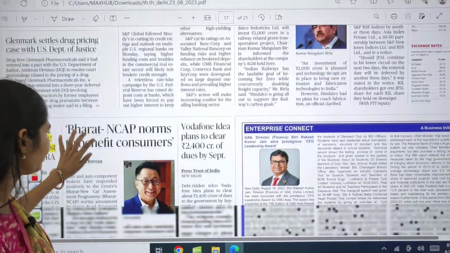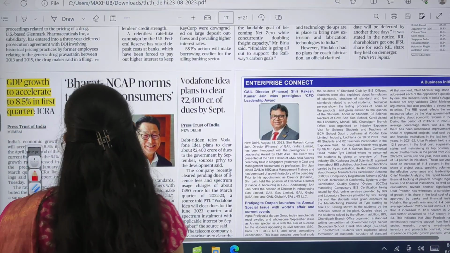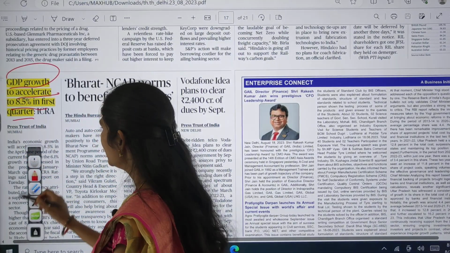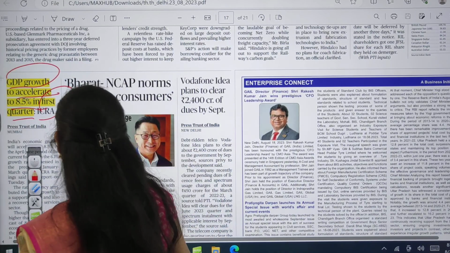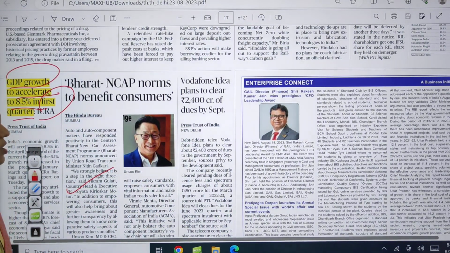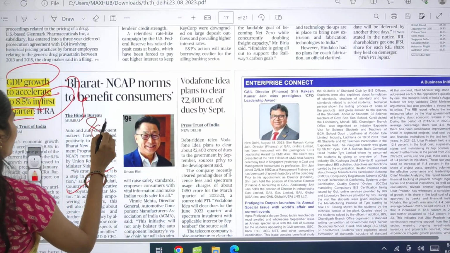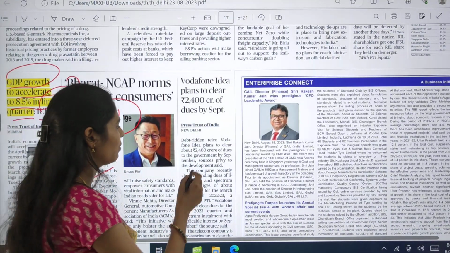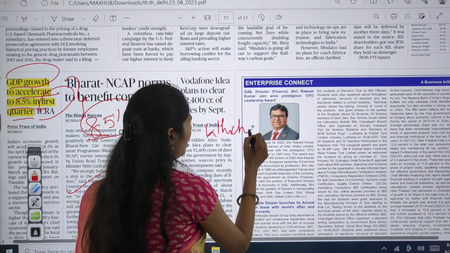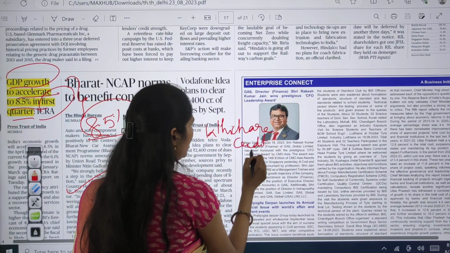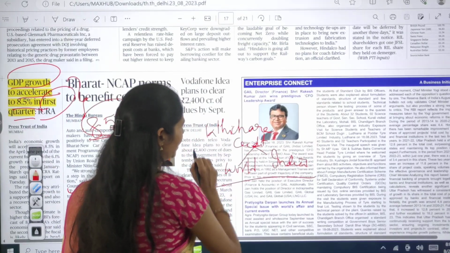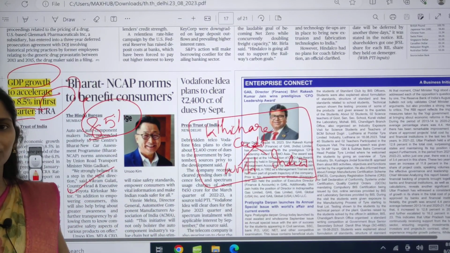And in the business page, you can see one important article. It is about GDP growth to accelerate to 8.5% in the first quarter. It is a forecast by ICRA. ICRA is a credit rating agency of India. ICRA came up with a forecast of our GDP, saying that we are going to have economic growth of 8.5%. So we have to wait and see what happens. And here you have to see which are the credit rating agencies in the world and in India which are famous. So please let me know the credit rating agencies in India and the world which are very much famous.